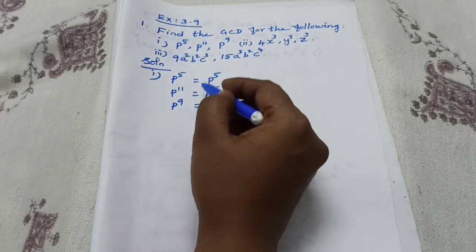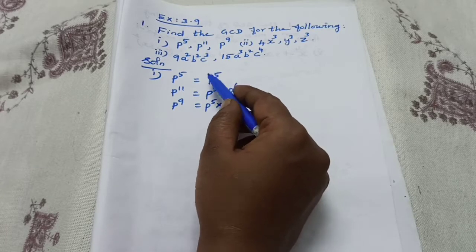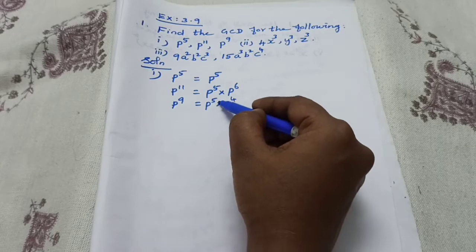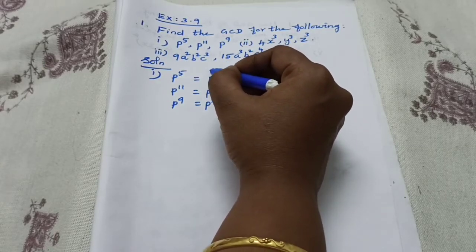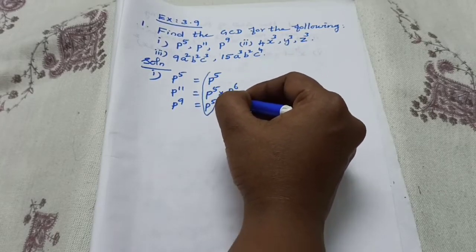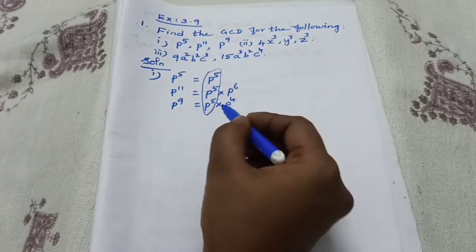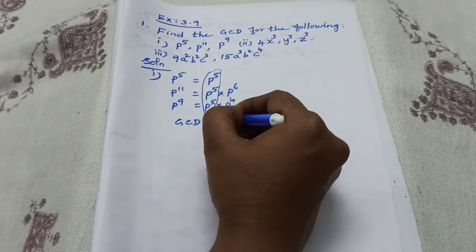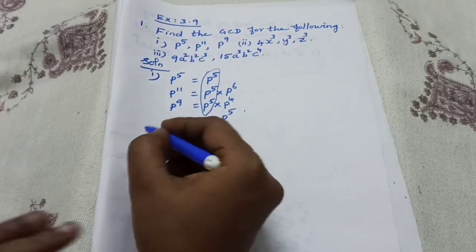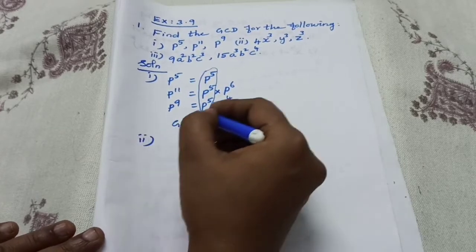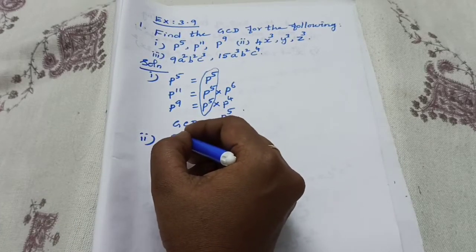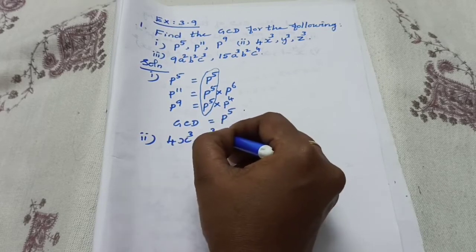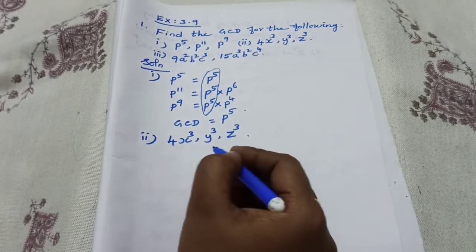Now you check it. Here how many polynomials? 3 polynomials. That is monomial, isn't it? Monomial. Then here which is common? P power 5 is common. In all 3, p power 5 is there, isn't it? Then what's the GCD? Therefore GCD is equal to p power 5. Any doubt? Then second one, 4x cube, then y cube, then z cube. Here is any common there?